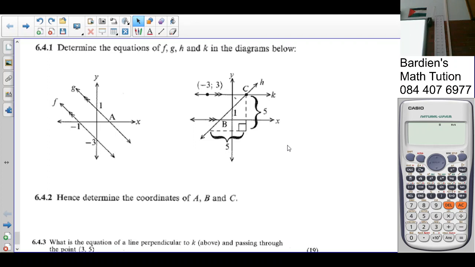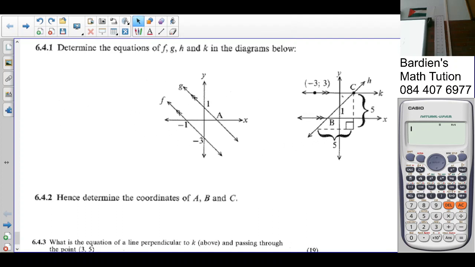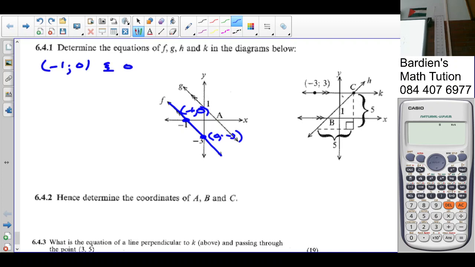Determine the equation of f, g, h and k in the diagrams below. I'm going to move this over and work out f first. Okay, so f is that graph going through there. Do I have 2 points that this graph is going through? Yes. Negative 1 and 0, and 0 and negative 3.